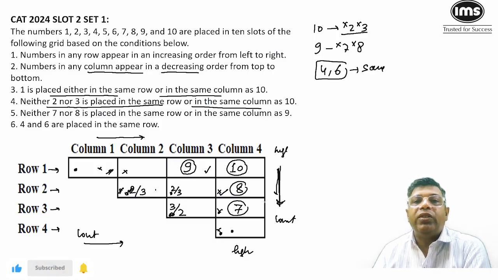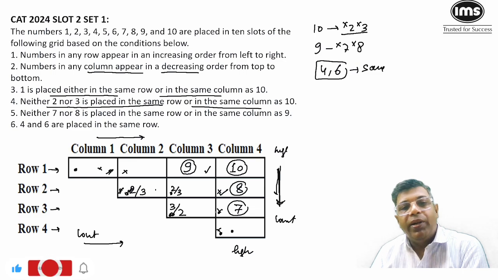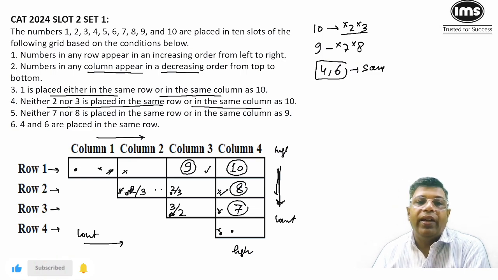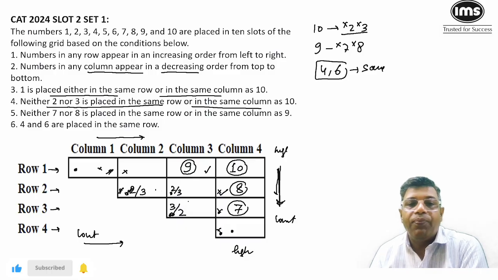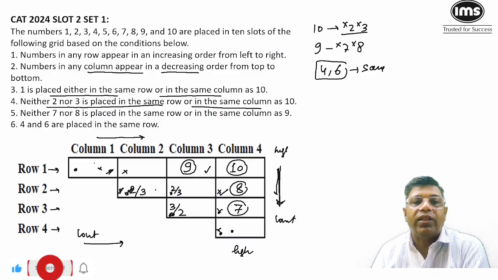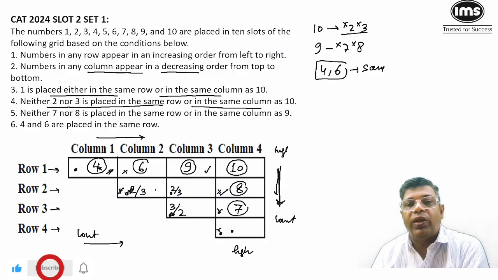And the next part is 4 and 6 should come in the same row. Now if 4 and 6 have to come in the same row, then this cannot be row number 2. Why? Because one of 2 and 3 is going to come here. And this row already has 7. So 4 and 6 will come in row number 1. So let's keep 4 and 6, and this number has to be bigger than this one.